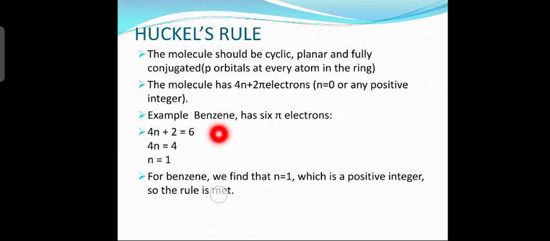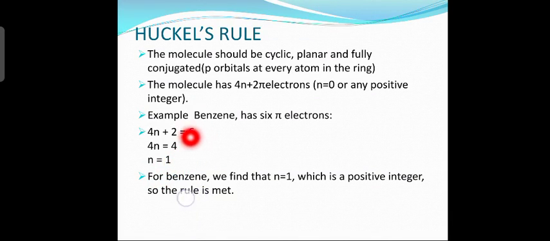The simplest compound is benzene, which has 6 pi electrons. Why 6 pi electrons? Because it has 3 double bonds, 3 pi bonds, and 1 pi bond means 2 electrons. 2 into 3 is 6. So benzene has 6 pi electrons. How do you calculate with the Huckel rule? 4n plus 2 is equal to 6, since you know 6 pi electrons are present. 4n is equal to 6 minus 2, which is 4, so n is equal to 1.